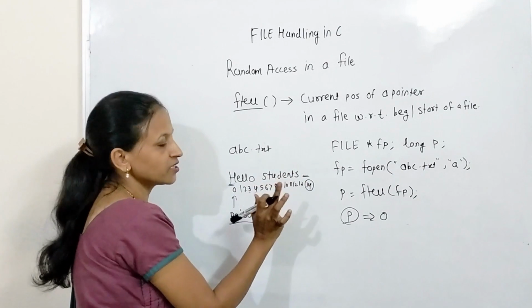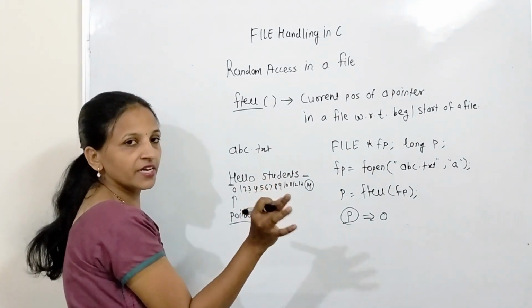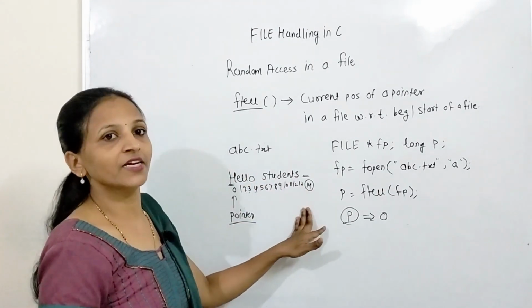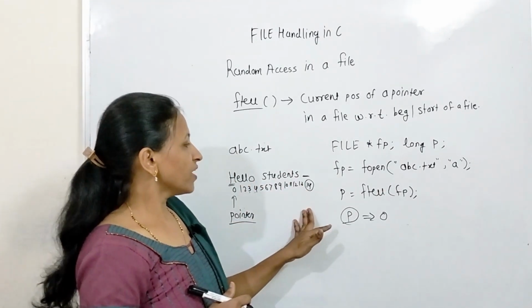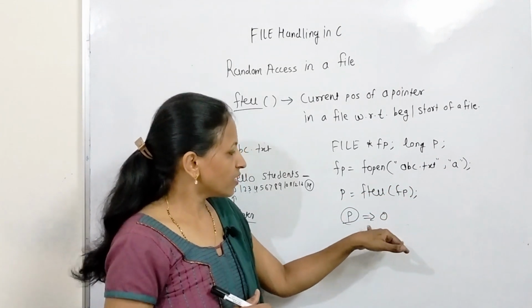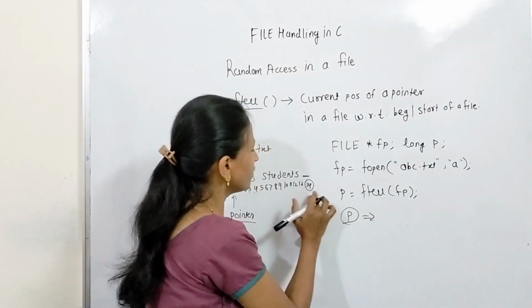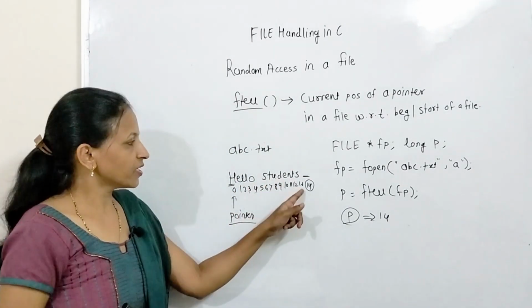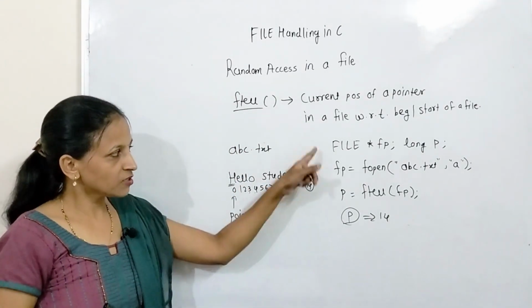Here the string is like this, only file contents are like this. At the end we have not inserted a slash while writing, while creating that file. Now whenever we open that file in append mode, then here P, inside P we will get of course 14 value. Now you can count the number of characters from that file with the help of this logic.